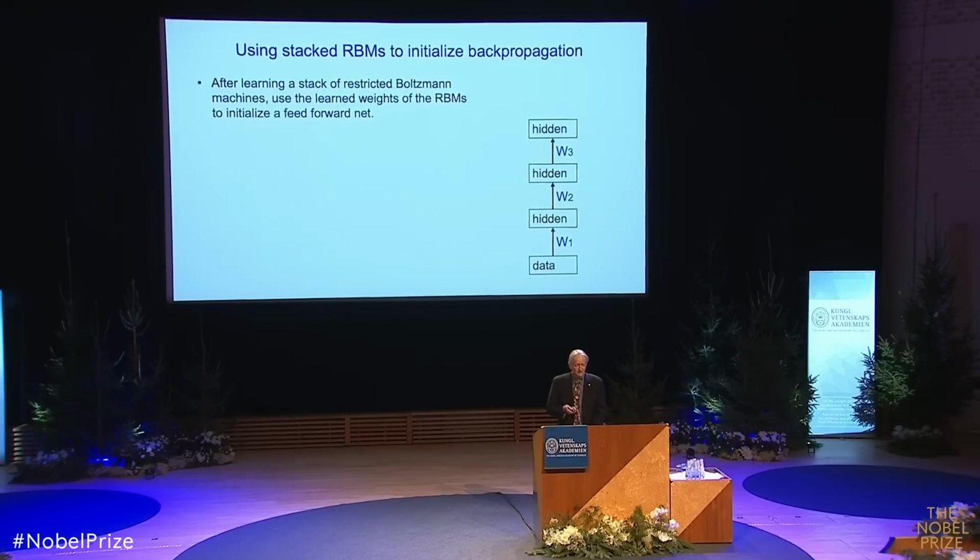Once you've stacked them up like that, then you can just add a final hidden layer, like this, and you can do supervised learning. That is, now you can start telling it about the names of things, like cat and dog. Those are the class labels, and you're going to have to learn the weights to those class labels. But you start with this network that you've initialized by learning a stack of Boltzmann machines.